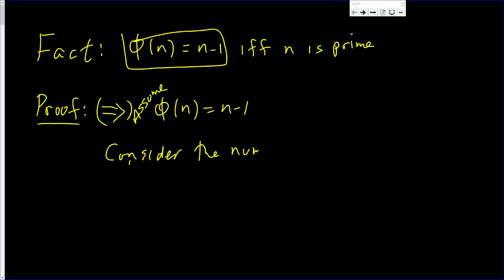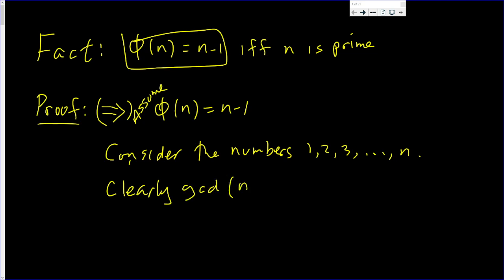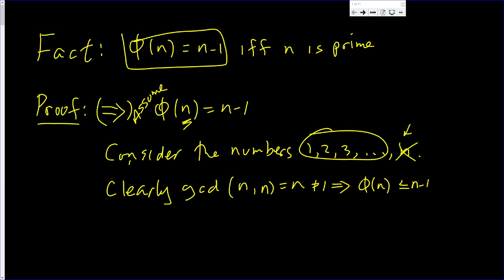Consider the numbers 1, 2, 3 up to n. Clearly, the GCD of that last number with n is n. It's not 1. This implies that phi of n is less than or equal to n minus 1, because maybe there are other numbers to cross out.